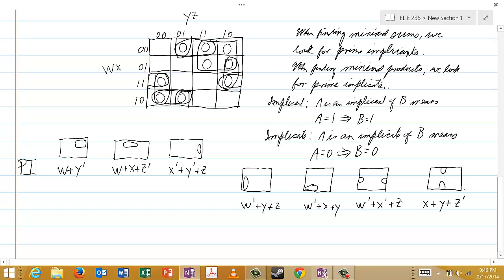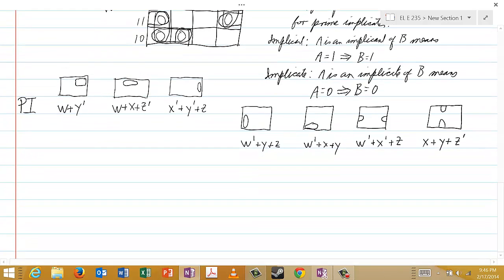And now we ask ourselves, once again, do we have any rectangular groupings of 2 0 cells that are not completely contained within a single grouping that we've already identified? And now the answer will be no. There are no more groupings. So this listing here of these 7 prime implicates is a complete list of all the prime implicates for this problem.